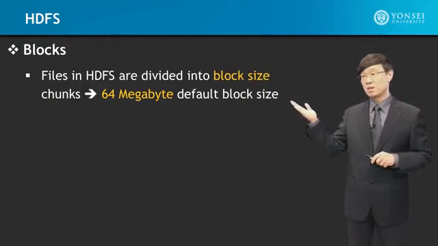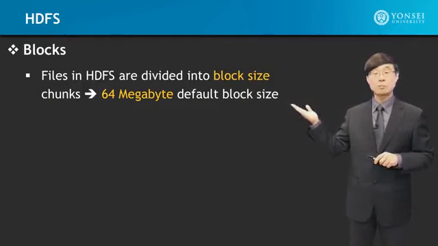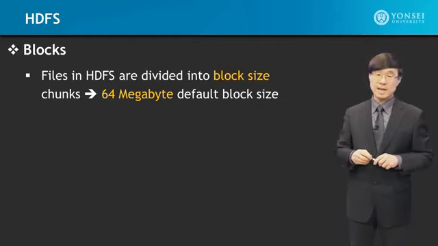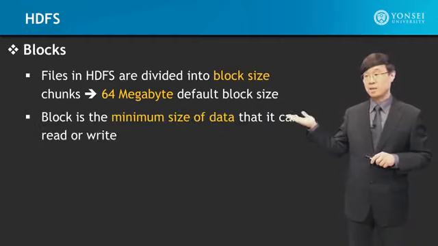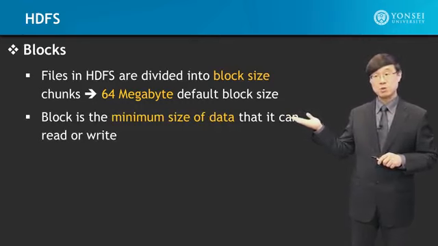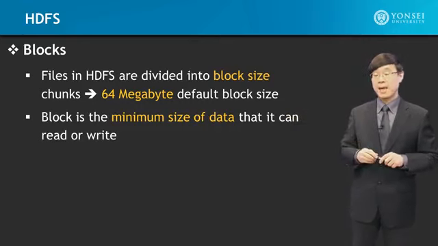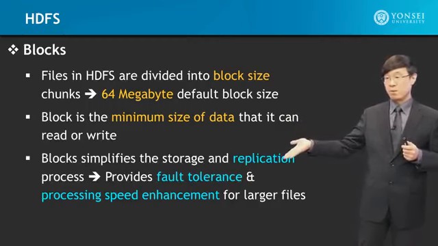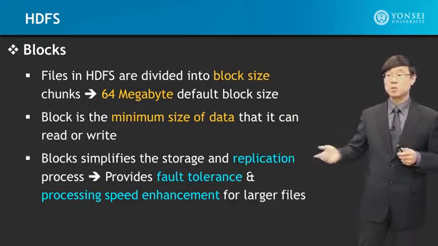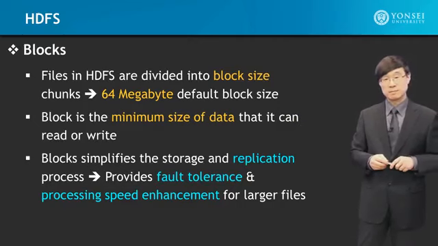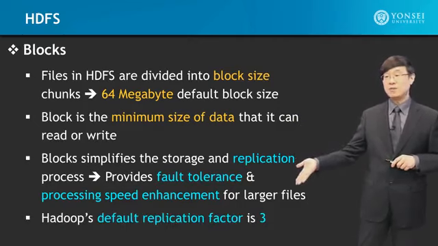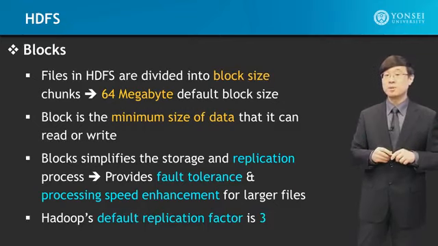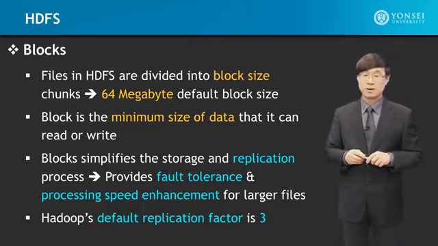Files in HDFS are divided into block-sized chunks. A 64 megabyte default block size is the size that is used. It is the minimum size of data that can be used to read or write. And it simplifies the storage and replication process. It provides fault tolerance and also speed enhancement for larger files. The default replication factor in Hadoop is 3. And I will talk more about this, including an example, very soon.